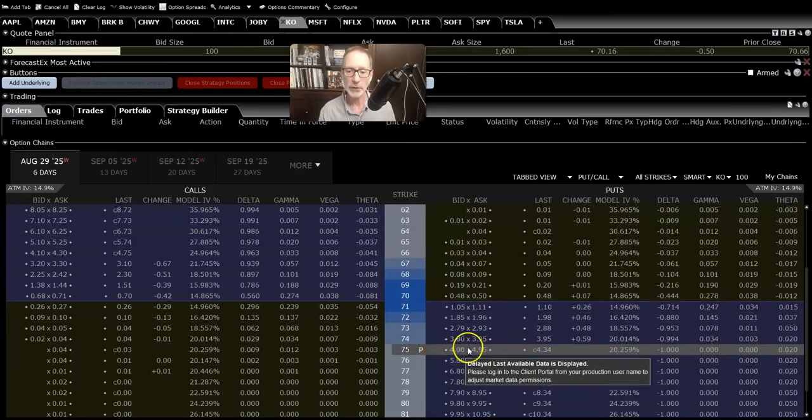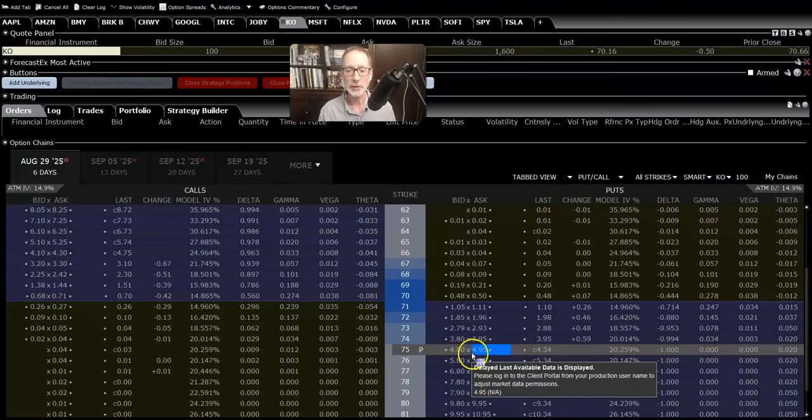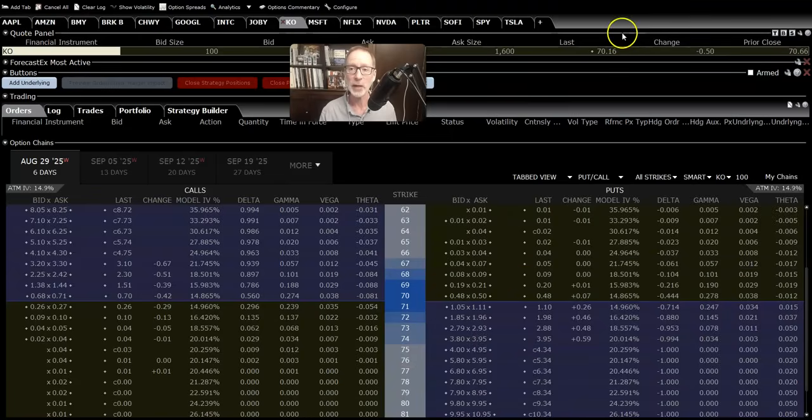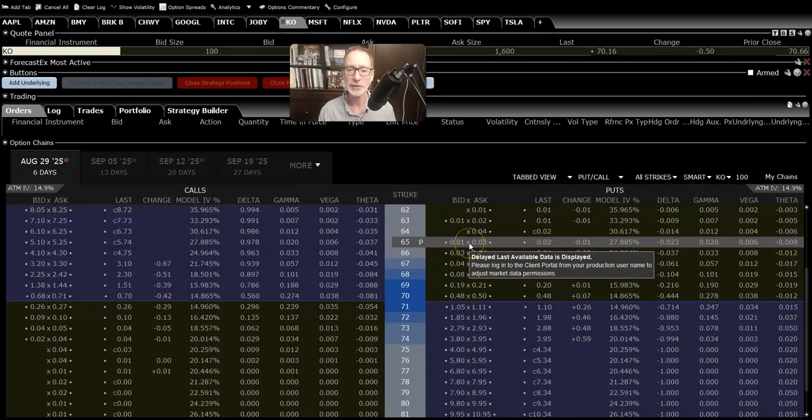Now, the 75 puts, it looks like they're under $5. So you've got to be careful. If you sold these things for, let's say, $4.70, now your cost basis is $70.25. So you're actually going to be buying them higher than where the current market is. So you've got to watch out for that. And the 65 puts, you can only sell for 2 cents a contract. So the shorter the expiration, the less money you get.